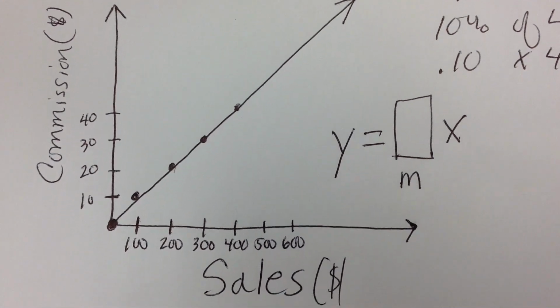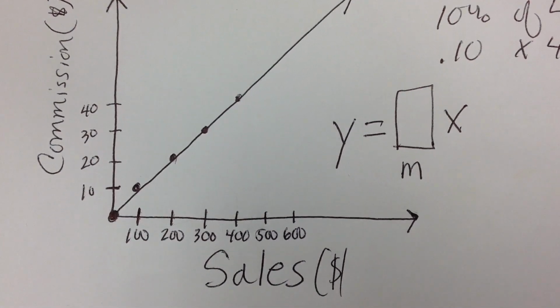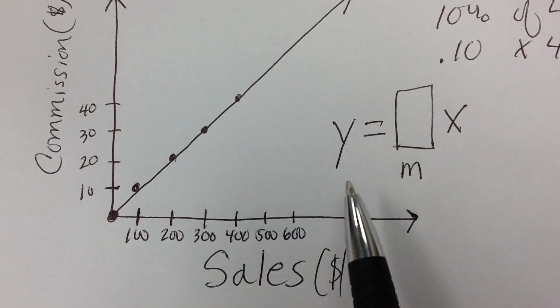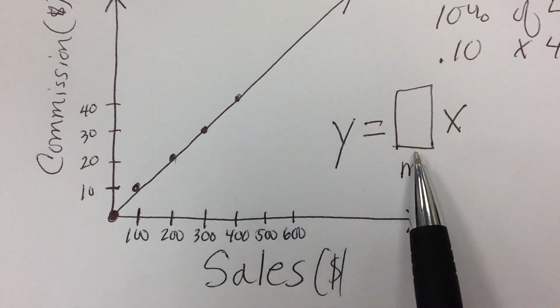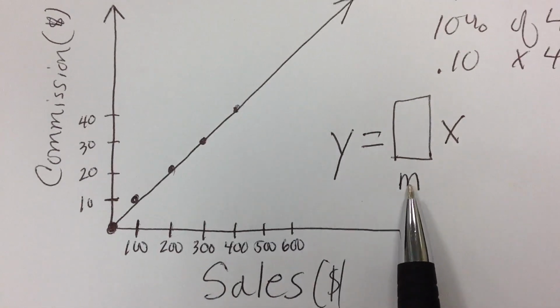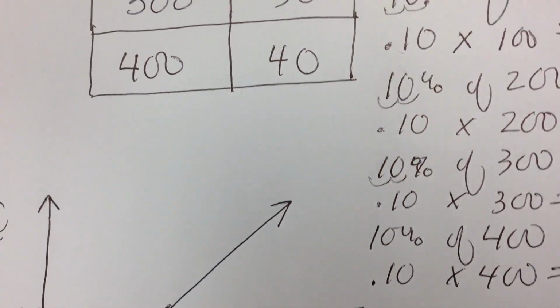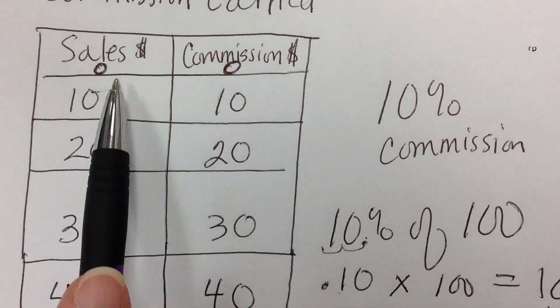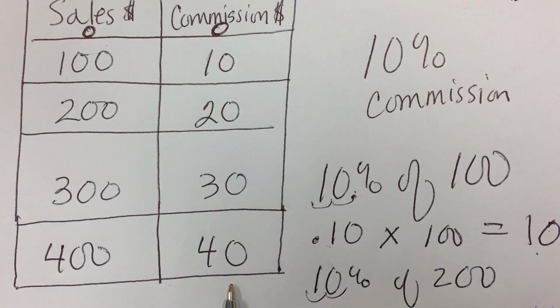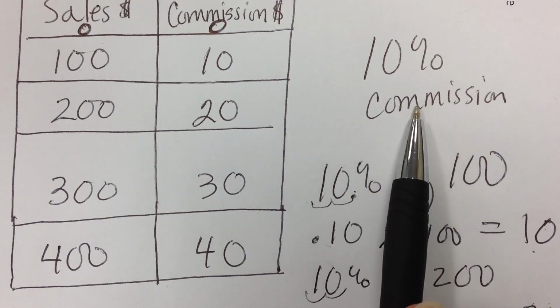Continuing from the last video, we have been asked to tell the equation of this line by putting it in the form of y equals mx. The question is, what is m? What did I multiply every one of the sales by to determine the commission? Well, we were told that the salesperson earns 10% commission.